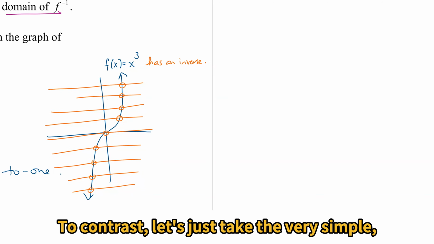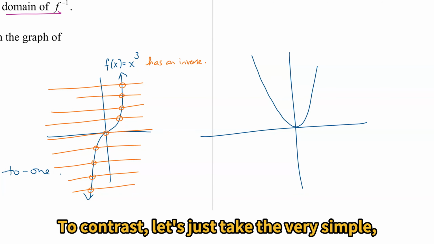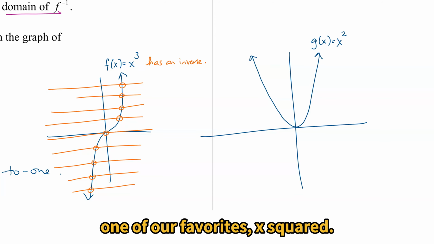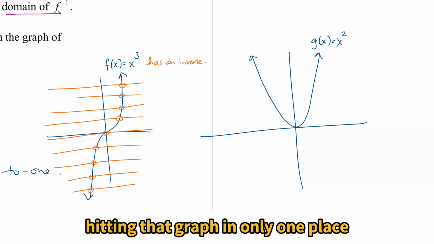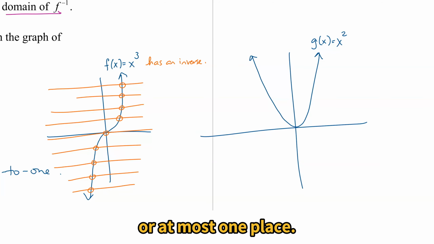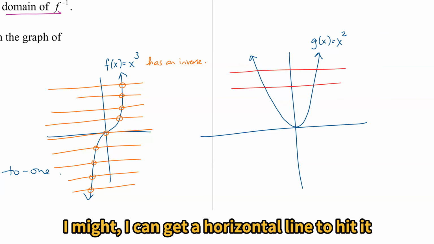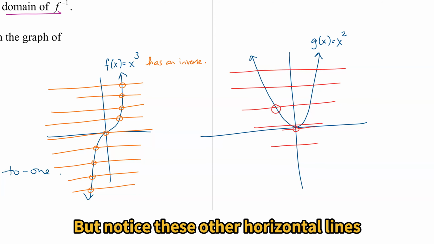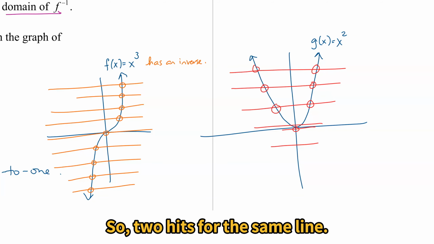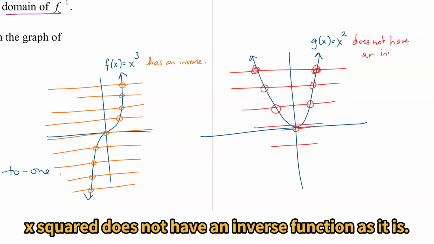To contrast, let's just take the very simple, one of our favorites, x squared. This is a function, again, vertical lines hitting that graph in only one place, or at most one place. But now if I draw horizontal lines, I can get a horizontal line to hit it one place, that's on the x-axis, but notice these other horizontal lines are hitting it twice. So two hits for the same line. x squared does not have an inverse function as it is.